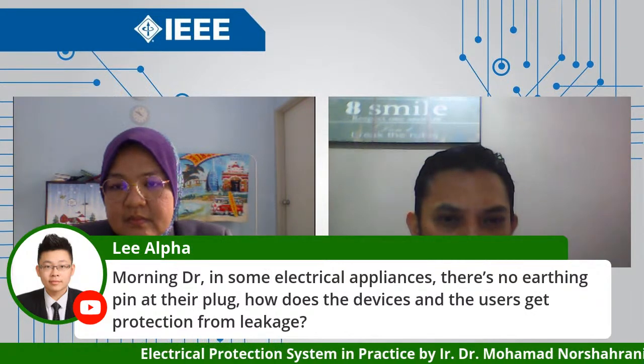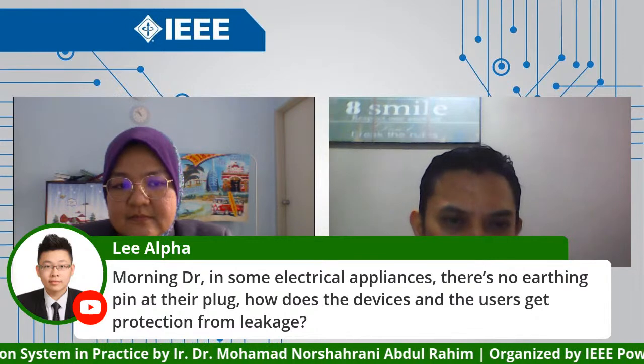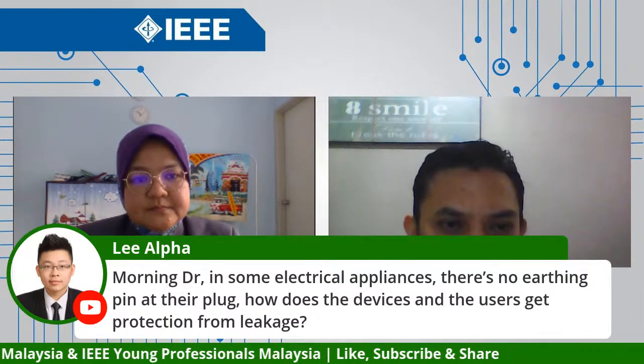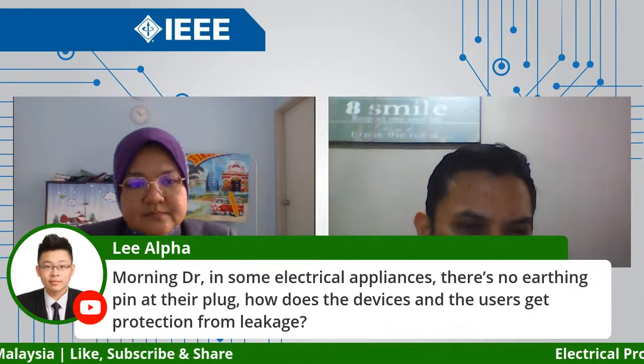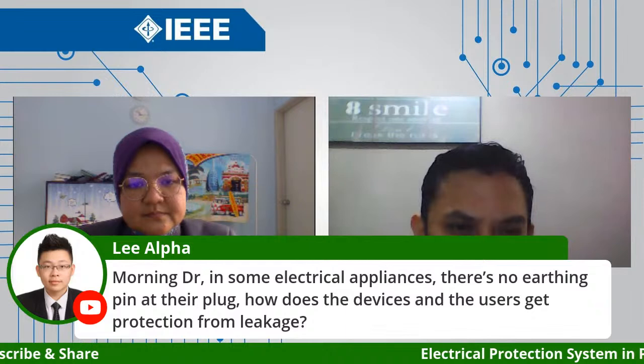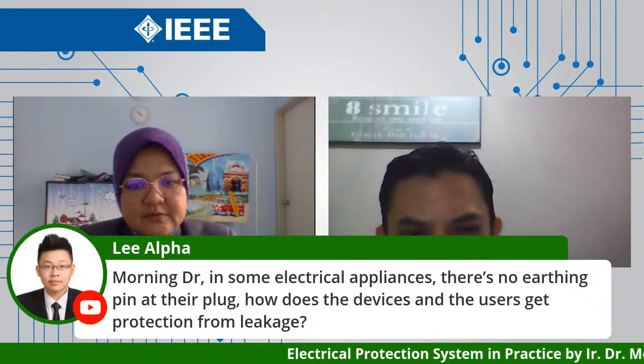From leakage, there's no earthing pin. Sorry. So this means especially those equipment, for example, they have a two-pin plug, right? So two-pin plug, how does it get protection from leakage current?